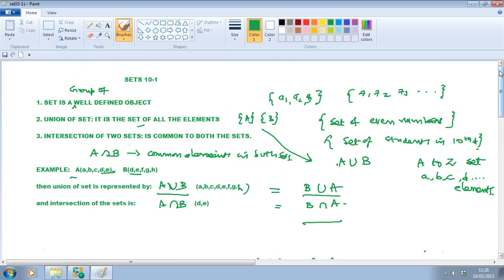A set is a group of well-defined objects or elements. Union means a set of all elements in, for example, group A or group B. It is represented in brackets like that: set A, set B.